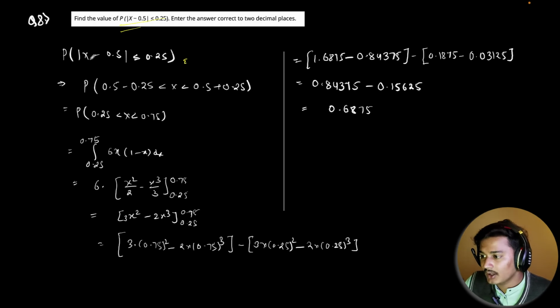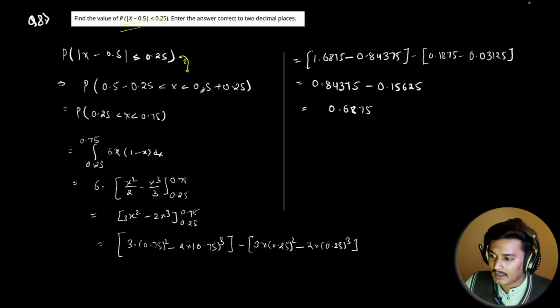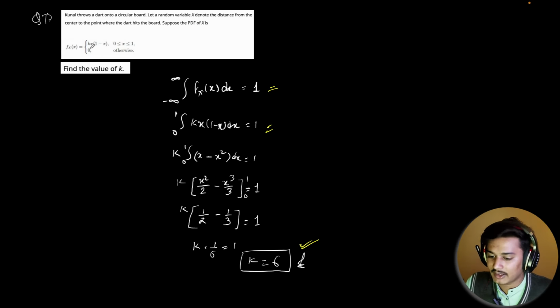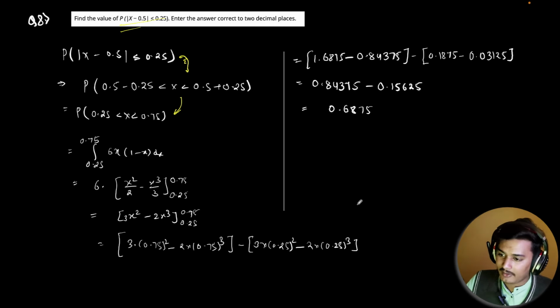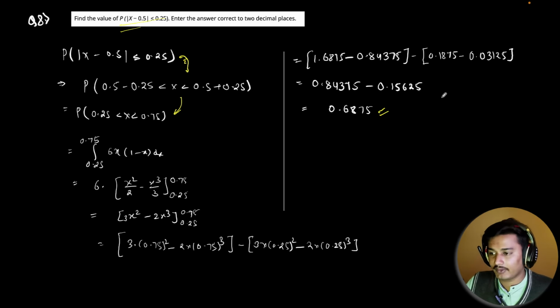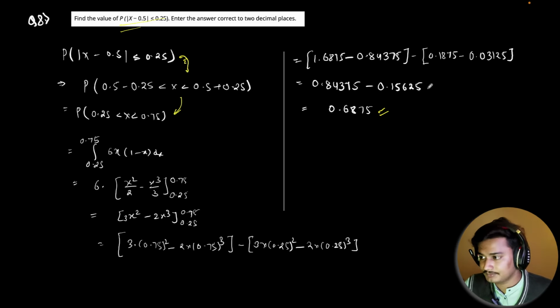So this will be nothing but 0.5 minus 0.25 less than x, and less than 0.5 plus 0.25. When you solve this inequality, we will get 0.25 less than x less than 0.75. So what we have to do? We have to basically integrate, right? So we will be integrating from 0.25 to 0.75 this particular function we had here, where k is 6, right? When we solve this, we will get 0.6875. That is the answer. It is simple, right?